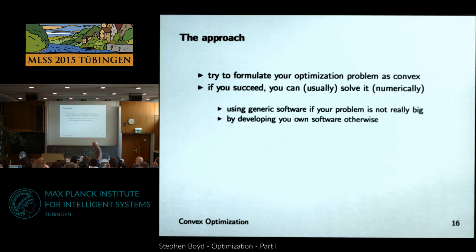Okay. So what's the approach? The approach is going to be this. You're going to try to formulate your optimization problem as convex, right? That's the idea. And if you succeed, you can usually solve it numerically. Now, we're going to talk about some of these things. If your problem is not huge, then generic software works, and if you don't have any real-time constraints, or it's not going to be embedded in something, then fine, done.